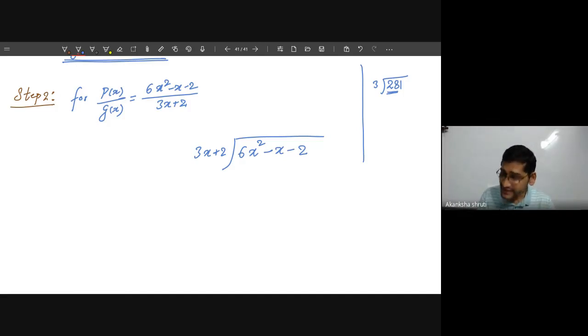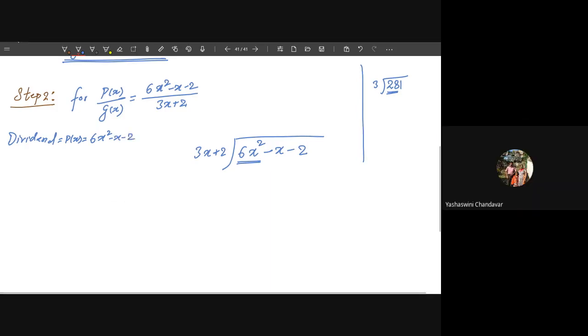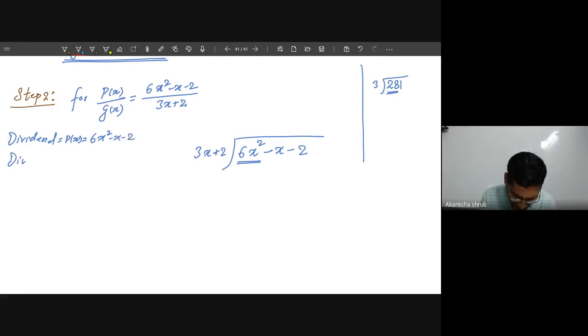But for division of polynomials, the important thing is degree. So here again, what we have to do is take the first term of the dividend. Here our dividend is px, which is 6x square minus x minus 2. And what is our divisor? 3x plus 2. Good. Student, this is our entire polynomial gx, 3x plus 2.